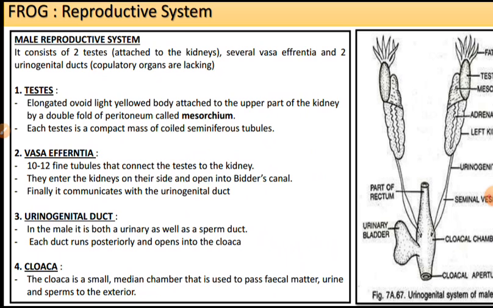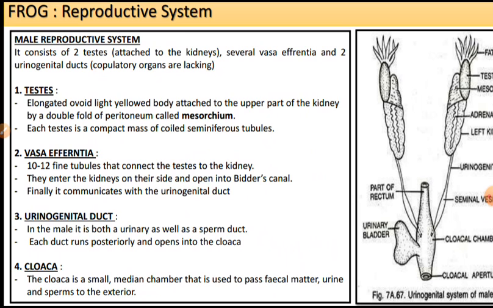As we have already discussed, males acquire nuptial pads and vocal sacs in the breeding season. The male reproductive system, what are the parts? They are a pair of testes, a pair of vasa efferentia, urinogenital ducts and cloaca. These are the 4 parts present in the male reproductive system.